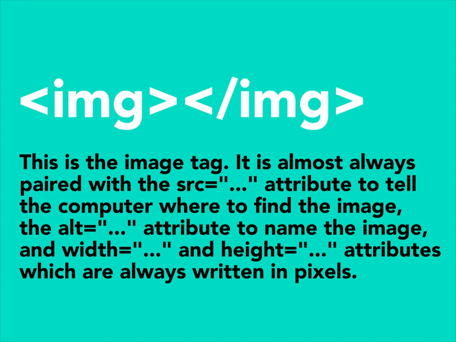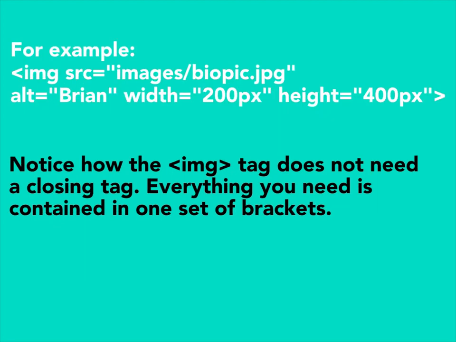IMG is the image tag, and it is almost always associated with several distinct attributes. Source is one, that's src equals quote, and then where the source of your image is in your project folder. Alt, A-L-T, equals quote, is a way of giving that image a name, and that's something that's useful for people who perhaps can't see very well and they use certain programs to read web pages in that way. And almost always images have a height and a width attribute, both of which are in pixels.